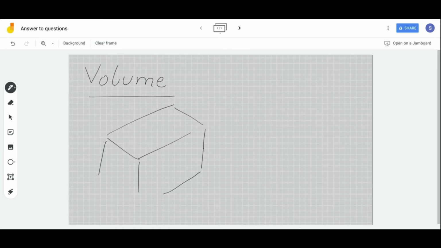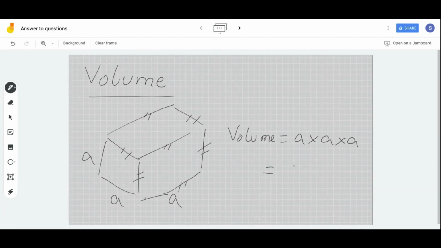If I do a cube in this case, the dimensions of the cube are the same, right? All the sides are the same, so it's going to be A for the height, A for the width, and A for the length, which shows that all the sides are equal. So for the volume, the formula for a cube is you multiply all the sides together. So it's A times A times A, which is going to be A cubed. And if this was centimeter, then it's going to be centimeter cubed, right?